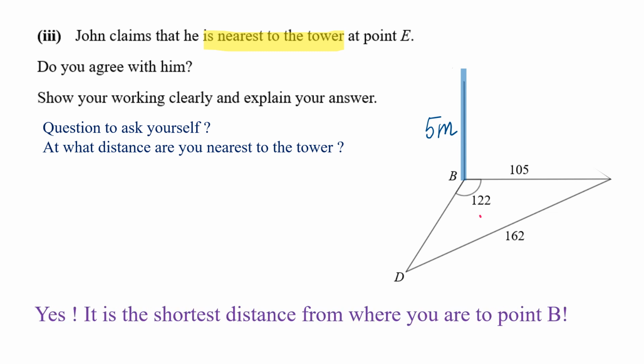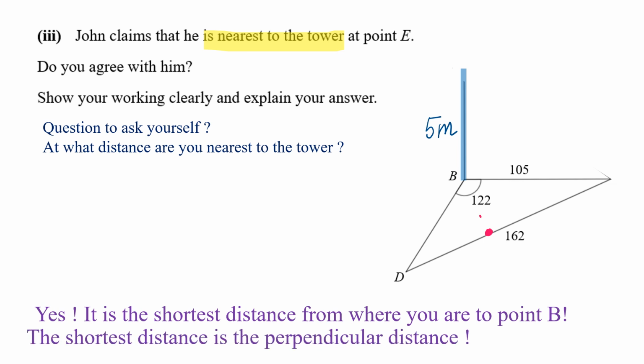Yes, you are nearest to the tower when you are at the shortest distance from where you are to point B. Right? That means the shortest distance refers to the most direct distance, right? So supposing you are there, what kind of distance is the shortest distance? What concepts are involved here when we refer to the shortest distance? Correct. So, sorry, I'm getting a bit excited. So the shortest distance is actually the perpendicular distance.